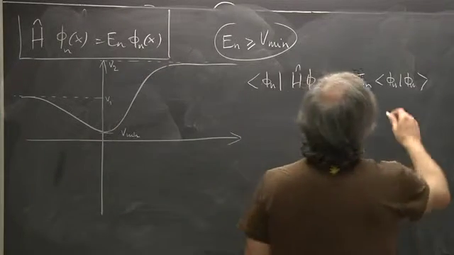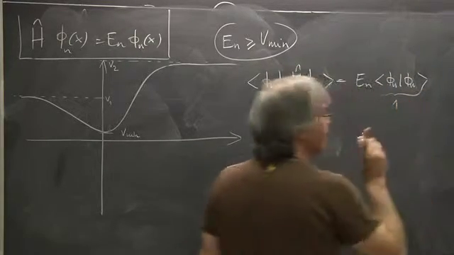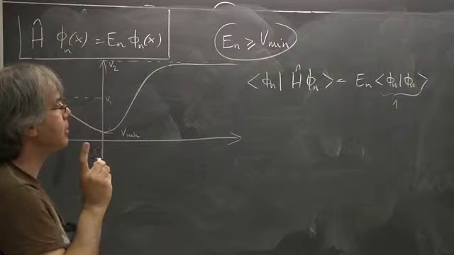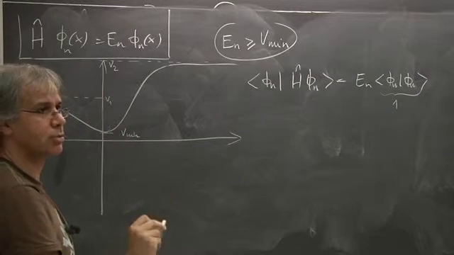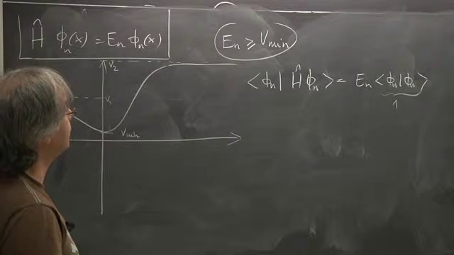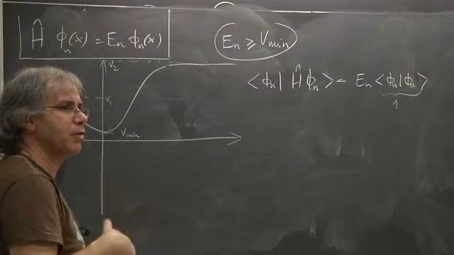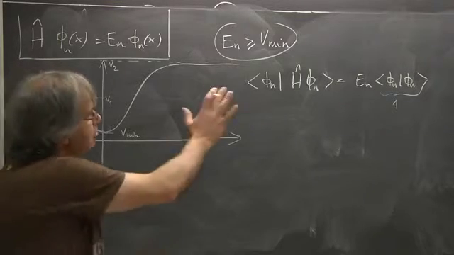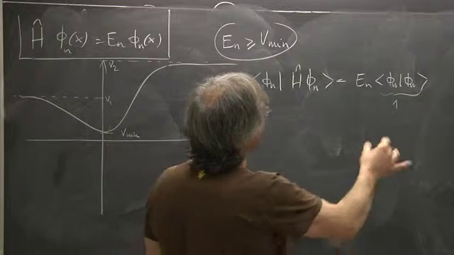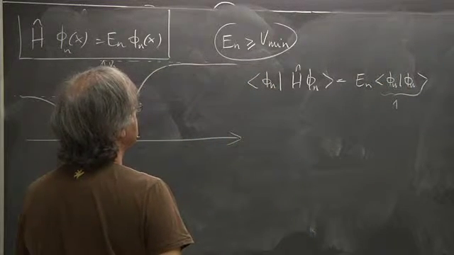This object here is 1. Notice I'm assuming already something. I'm assuming a normalizable wave function. So this is a wave function that is normalizable. Strictly speaking, you could do a similar proof even for extended states. But strictly speaking, I'm working here with a normalizable wave function.